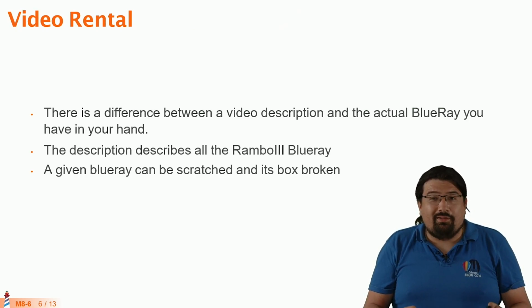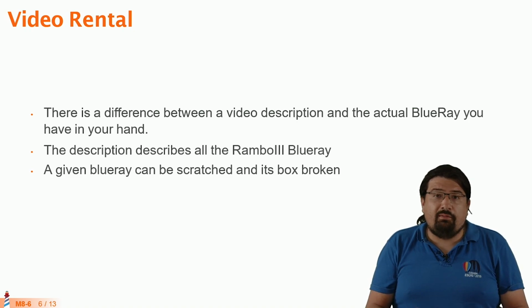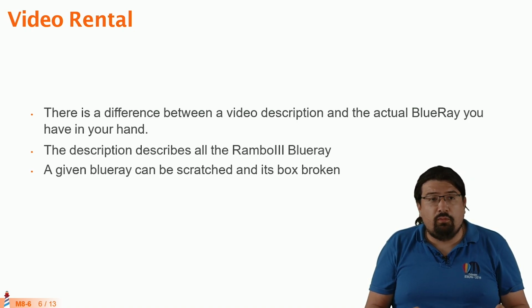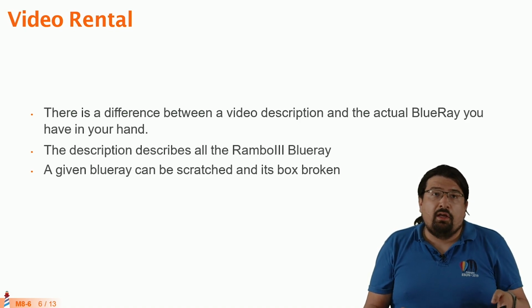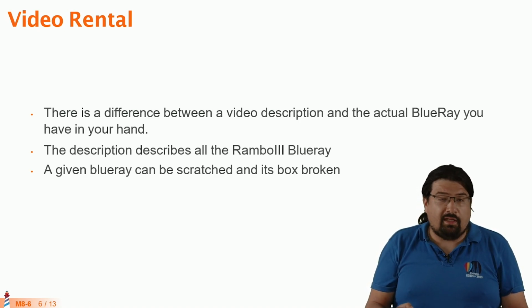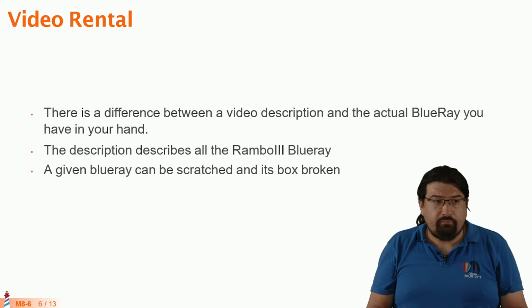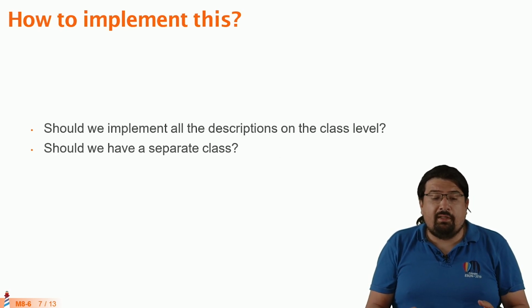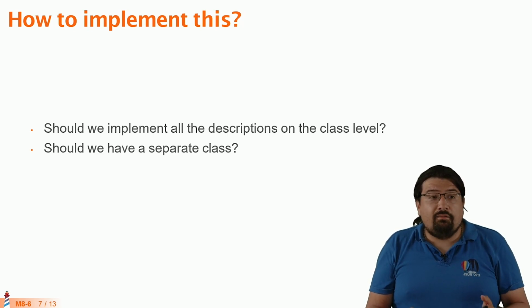If we have a system to handle video rental, we are going to have the difference between each physical movie and the movie itself. We are going to have each object representing a Blu-ray, a specific instance of a Blu-ray, and we are going to see there, for example, if the Blu-ray is scratched or if the box is broken. Then we are going to have information about the movie itself that they represent. In this case, how can we implement this dichotomy of having information that is common to many objects and information that is specific to each instance?